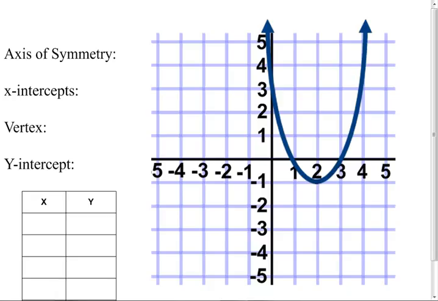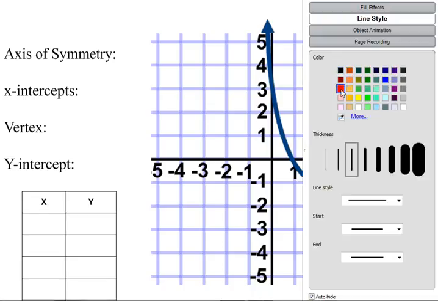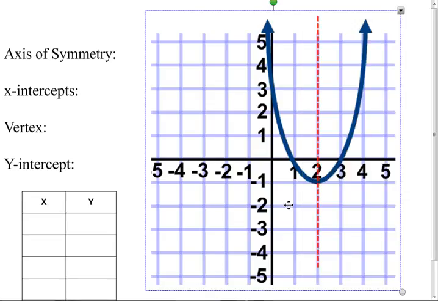So I'm going to put a line right here, and it's going to go right to the vertex point. It's going to go right to the lowest point. I'm going to make it a red line so we can see it. And we'll make it dotted too. And there's my axis of symmetry.